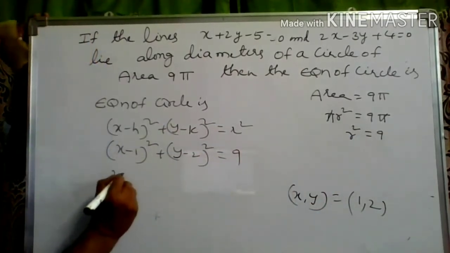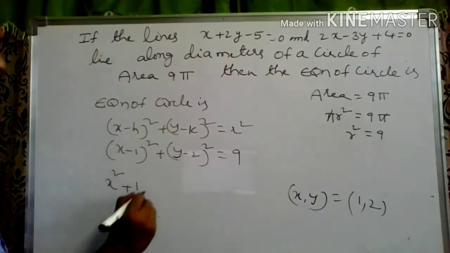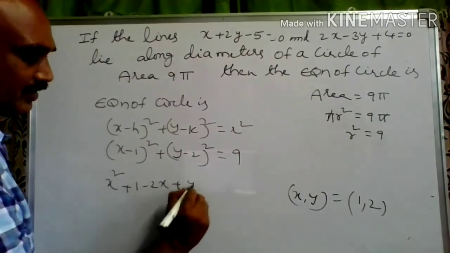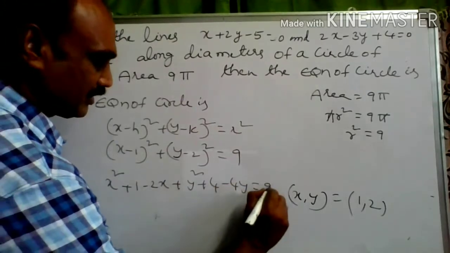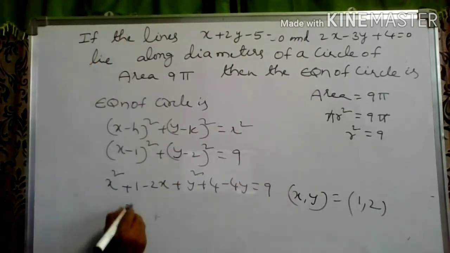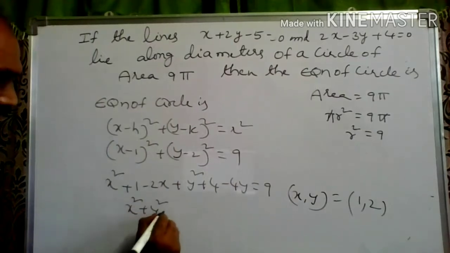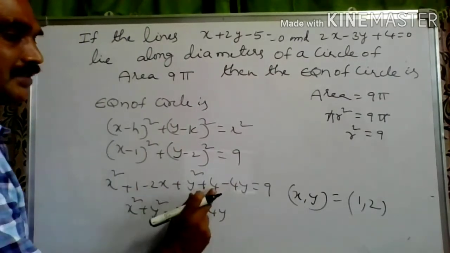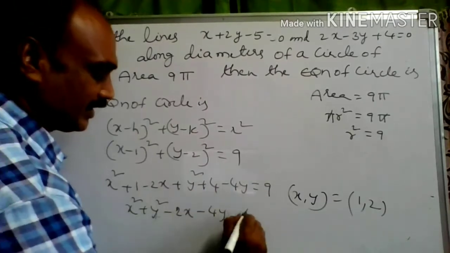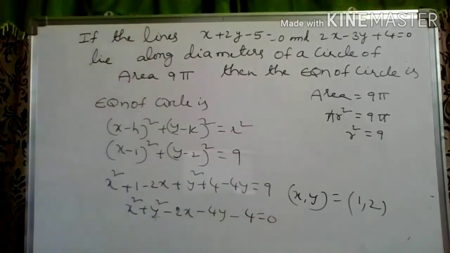x minus 1 whole square: x square plus 1 minus 2x. y minus 2 whole square: y square plus 4 minus 4y, is equal to 9. So circle equation is x square plus y square minus 2x minus 4y, plus 1 plus 4, 5, 5 minus 9, minus 4 is equal to 0.